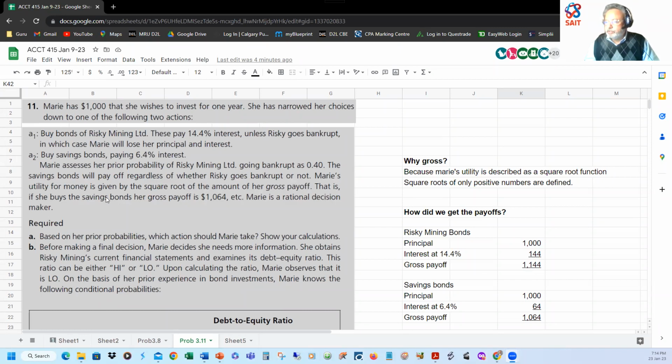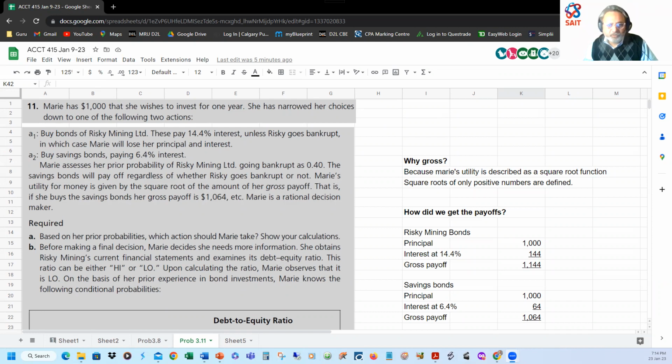We're told that there are two actions that Marie can take. She can buy bonds of Risky Mining or buy savings bonds. Now keep in mind, there can be more investment alternatives as well. Two actions is not like you could also have three actions. It's a big deal. We'll be essentially evaluating these options along the lines.